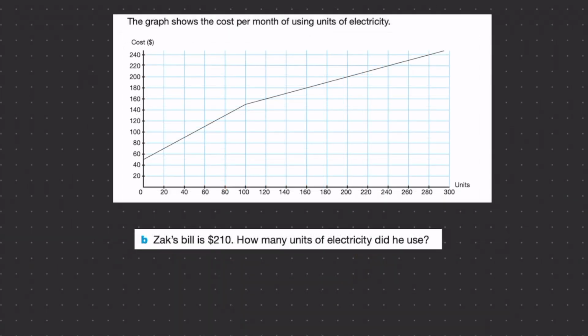So moving on to part B, Zach's bill is $210. That indicates to me that I'm going to be converting from cost into units of electricity. So let's draw a horizontal line across until it reaches our equation line. We can see now that if we follow that position downwards, we cross the units axis at 220, and so that's how many units of electricity he will have used.